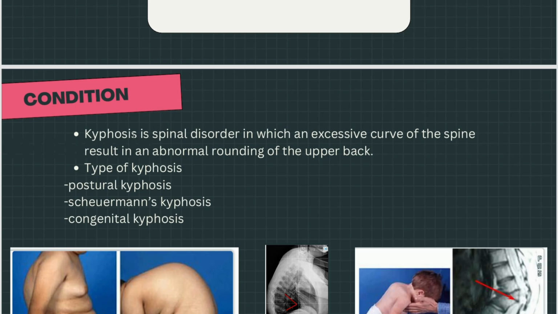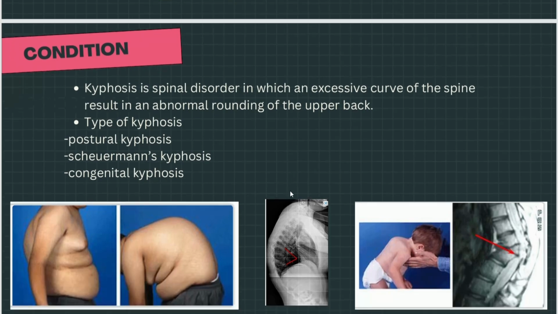So I chose kyphosis. Kyphosis is a spinal disorder in which an excessive curve of the spine results in an abnormal rounding of the upper back. We have three types of kyphosis, which are postural kyphosis, Scheuermann kyphosis, and congenital kyphosis.